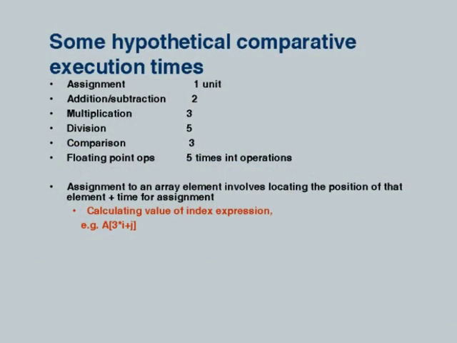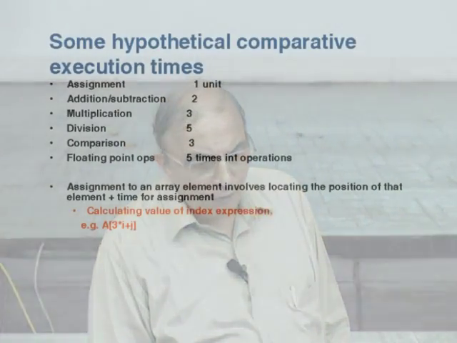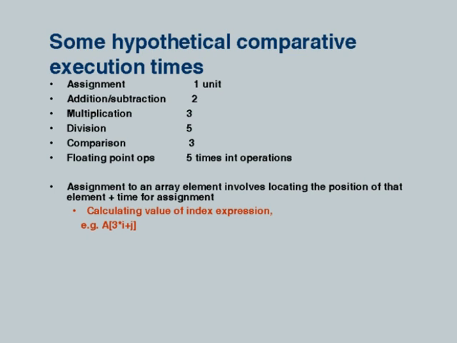Similarly, multiplication may take 3 units of time. Division may take 5 units of time. Comparison, inside your if statement, if you say if i less than j, may take 3 units of time. These are all with respect to integer values. But if you have floating point operations, typically you may multiply by 5 the times that it takes for arithmetic operations on integers. Assignment, however, will take the same amount of time, because assignment is taking a value and dumping it into a drawer.